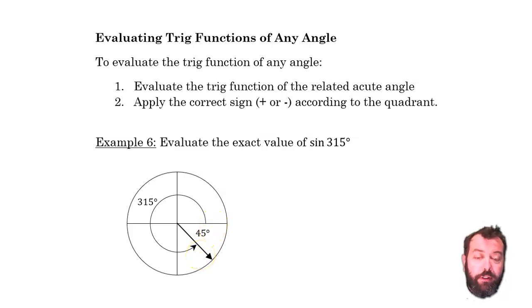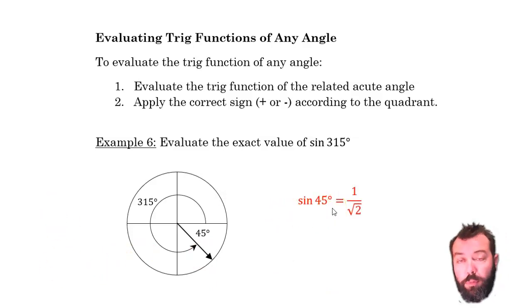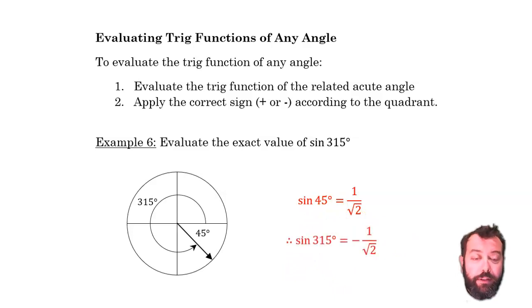The related acute angle is 45. Then I find the sine of 45 degrees. Now, the sine of 45 degrees, if we remember from our triangle, is 1 over root 2. But in the fourth quadrant, only cos is positive, so my answer must be negative. So the sine of 315 degrees is negative 1 over root 2.